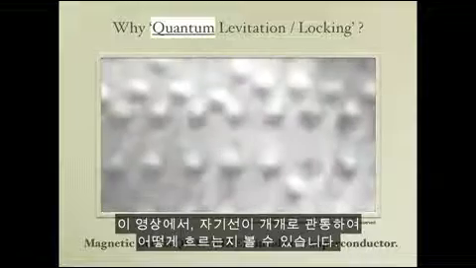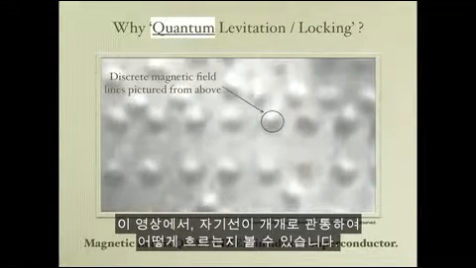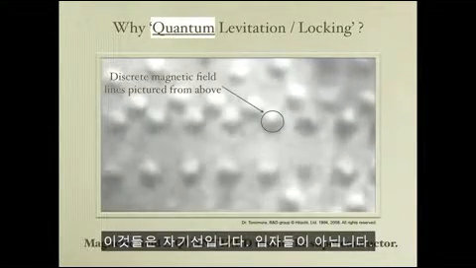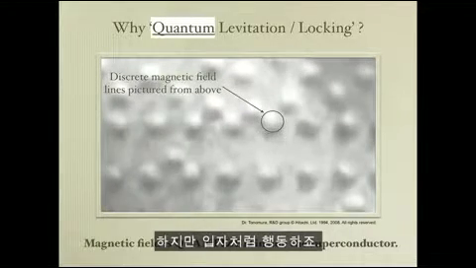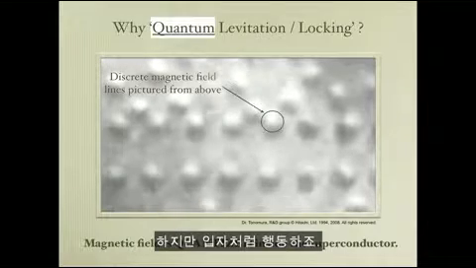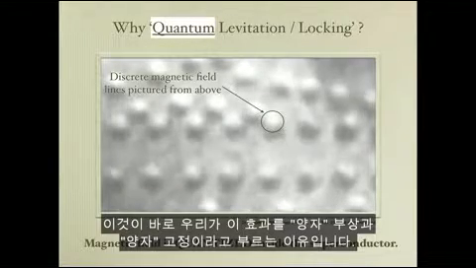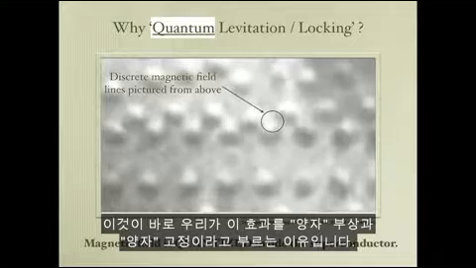In this movie here, you can see how they flow one by one, discretely. This is strands of magnetic field. These are not particles, but they behave like particles. So this is why we call this effect quantum levitation and quantum locking.